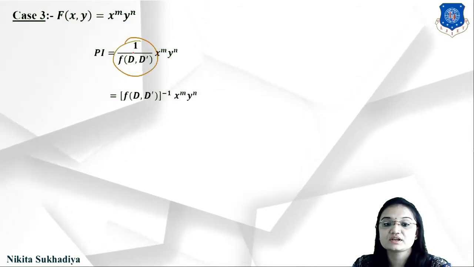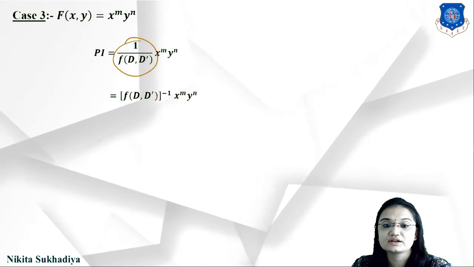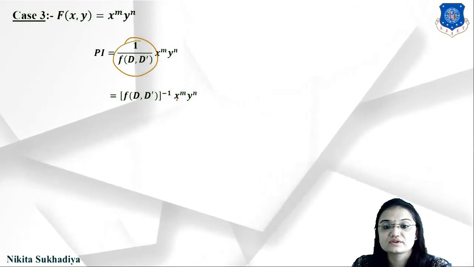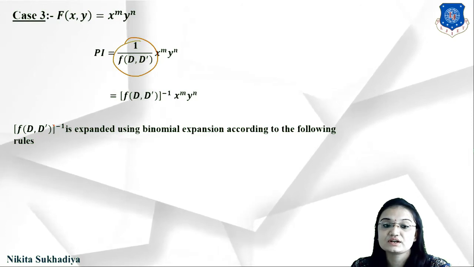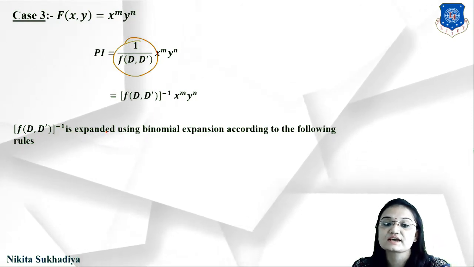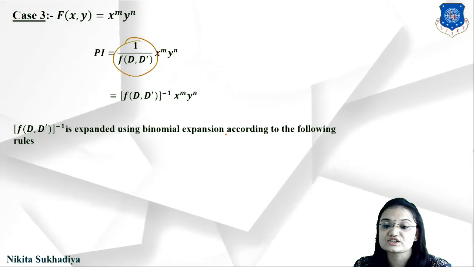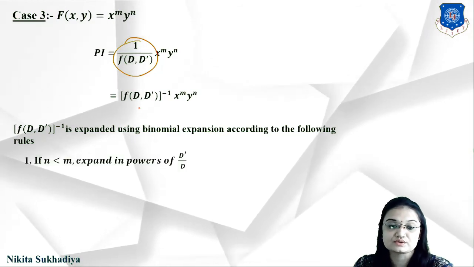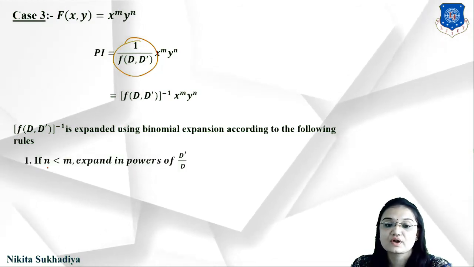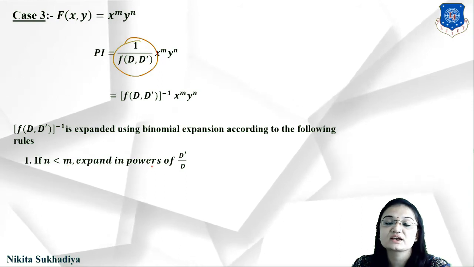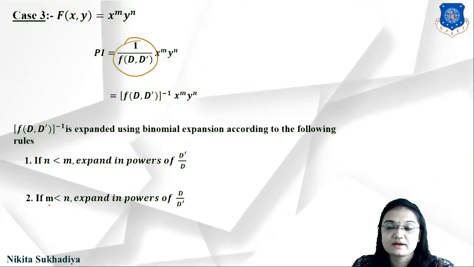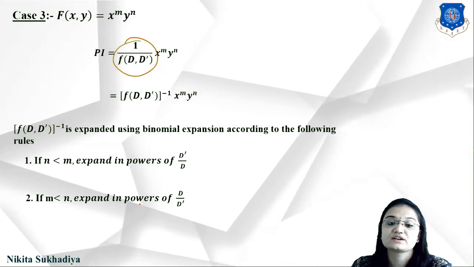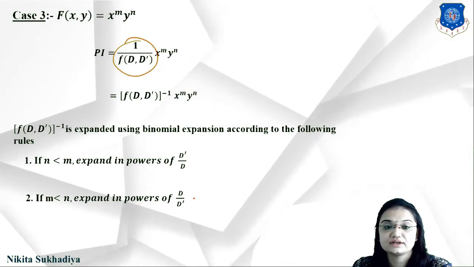Convert this term in the form of f of D dash whole raised to minus 1, x raised to m, y raised to n, and then solve this f of D dash whole raised to minus 1, expanded using the binomial expansion according to the following rules. Rules are: if n is less than m, then expand in powers of D dash upon D. If m is less than n, then expand it in powers of D upon D dash.